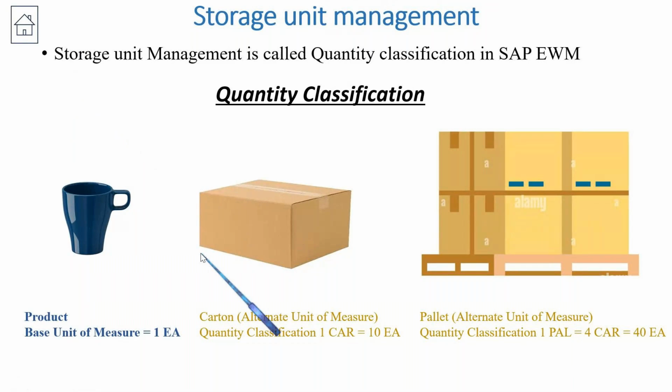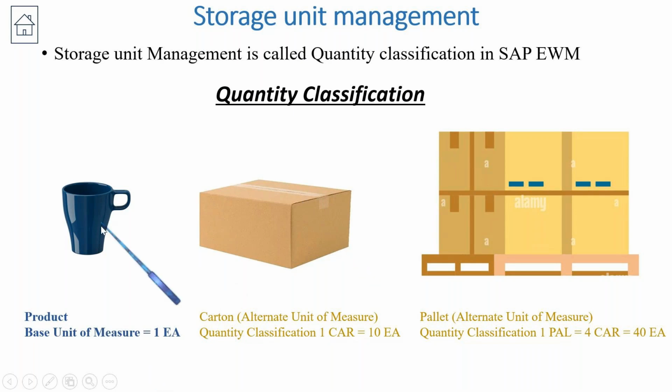In WM it was called storage unit management. In general terminology it is called storage unit management, but in our SAP EWM terminology it is called quantity classification. Based on the quantity, you have to classify the unit of measure. That is what we call quantity classification. Storage unit management is called quantity classification in SAP EWM, that you have to remember.